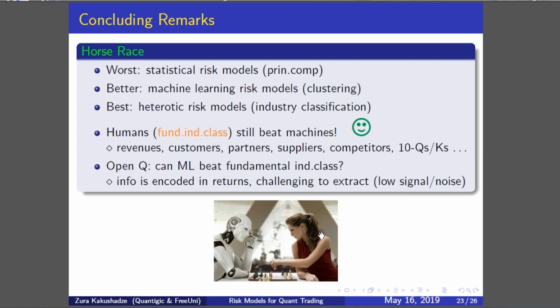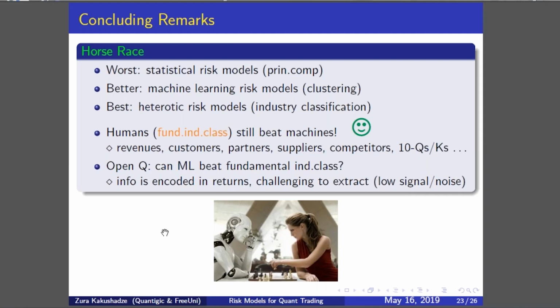However, it's challenging. And the reason why it's challenging is because it's your standard low signal to noise ratio problem. So by applying machine learning techniques, you can extract some part of that signal, but it's difficult to extract all of it because the noise is quite large. And so that's what it, at the end of the day, breaks down to. And so the open question is, can you build a machine learning algorithm that will basically outdo the humans?